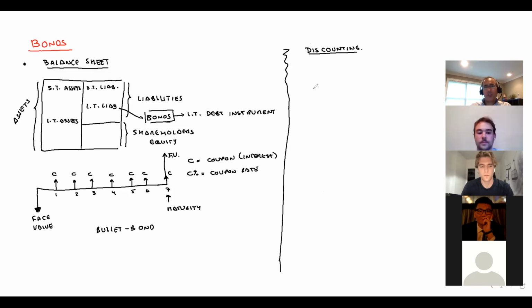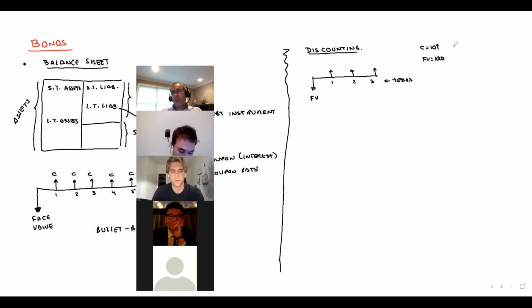So what is discounting? I will do this with a very simple example. This is my face value, and I have only the following cash flows. Imagine that the coupon rate equals 10%, and my bond has only a 3-year period. So these are years: 1, 2, 3. Assume that my principal or face value equals 1,000. My coupon rate is 10% per year, just to make it simple.